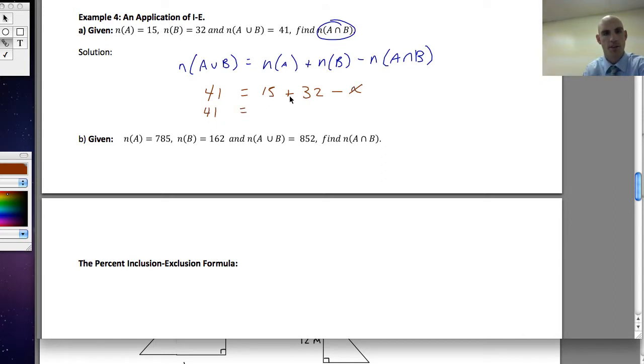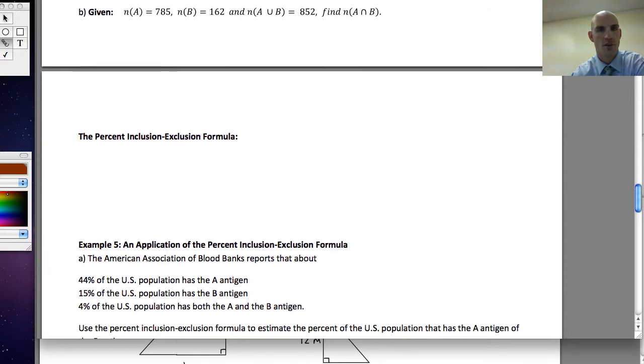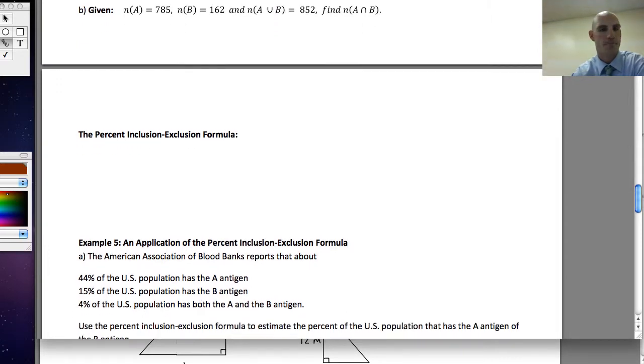41 equals 15 plus 32, which is going to give us 47, minus X. Well, obviously it comes out to 47 minus what equals 41, so X is equal to 6. So that means the number in A intersect B is equal to 6. That's as simple as it is. We simply set up the formula. You can try this next one on your own, see what you get.